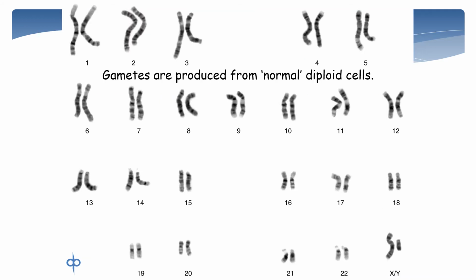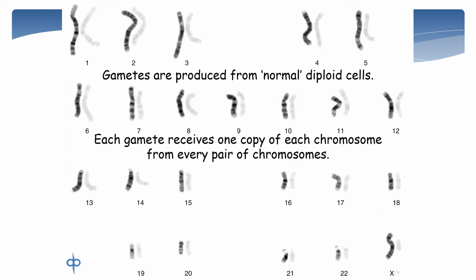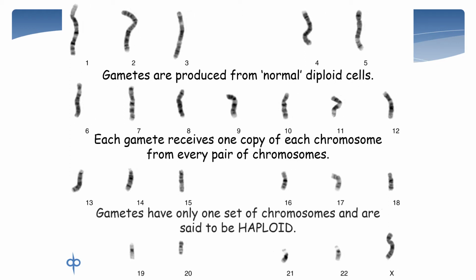Gametes are produced from the normal diploid cell, so you've got your 23 pairs of chromosomes here, and then each gamete receives one copy of each chromosome from every pair of chromosomes. So gametes only have one set of chromosomes and are said to be haploid. You'll notice that the two has gone down to one, so it's only got one set of chromosomes.